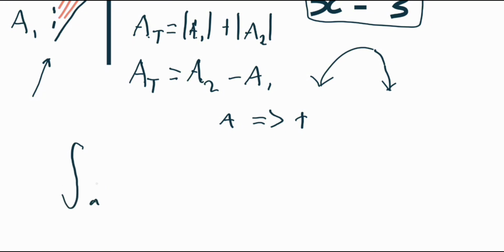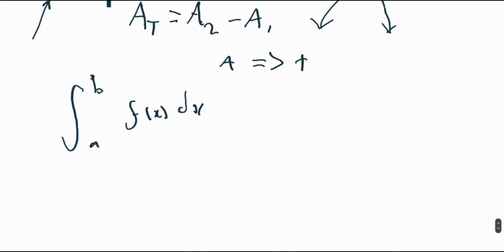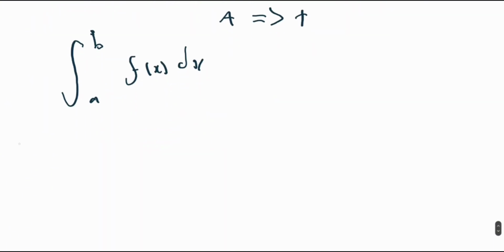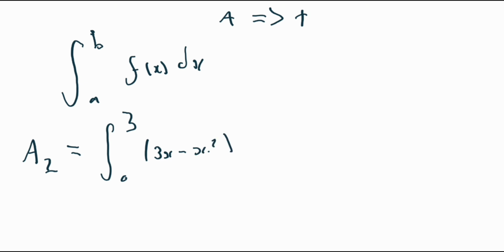The definite integral from a to b of the function of x dx. Great. So we are going to work out area 2 using this. Area 2 equals the definite integral from 0 to 3 of f of x, which is 3x minus x squared, dx.